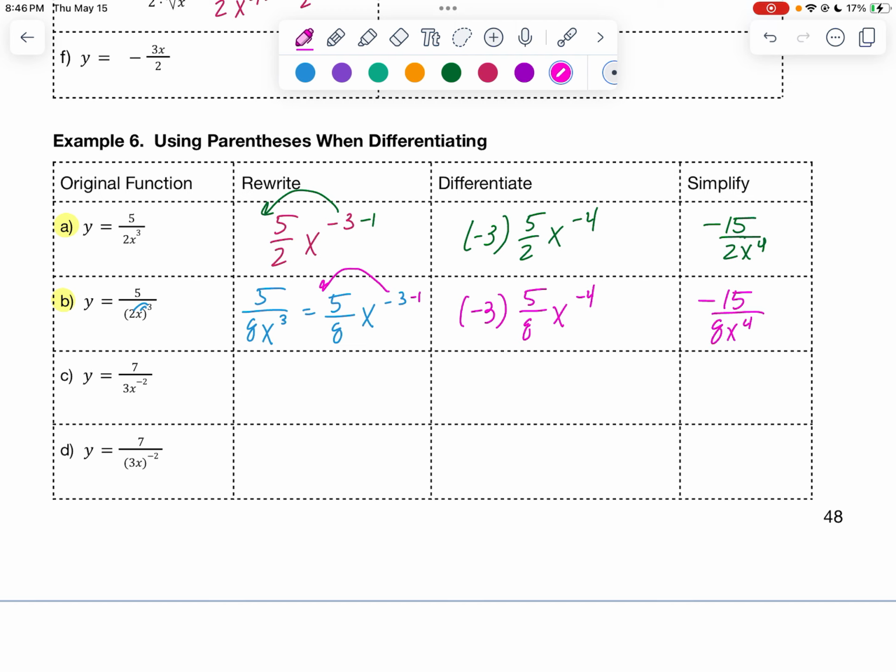Okay, so these two look very similar, but we have to make sure that we're applying the rules about our parentheses. Okay, same exact thing for part C and D. Go ahead and try it on your own.